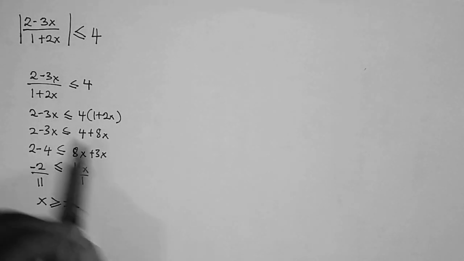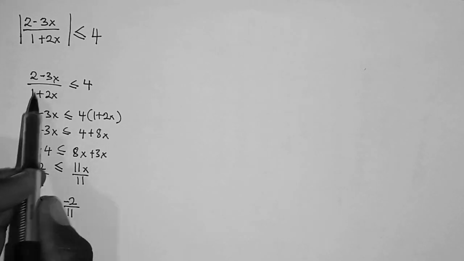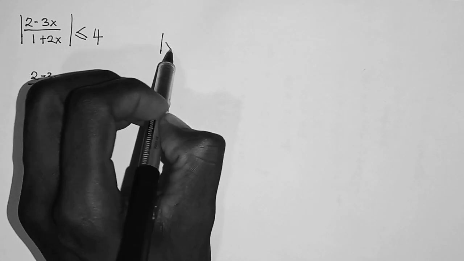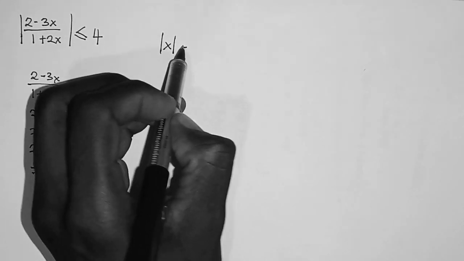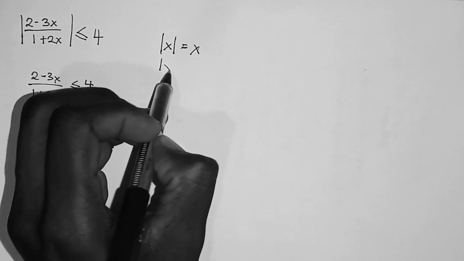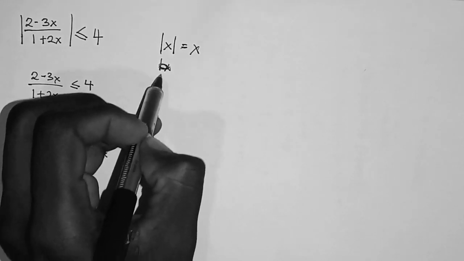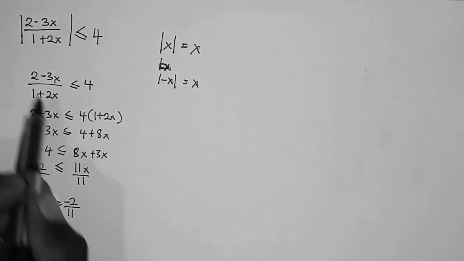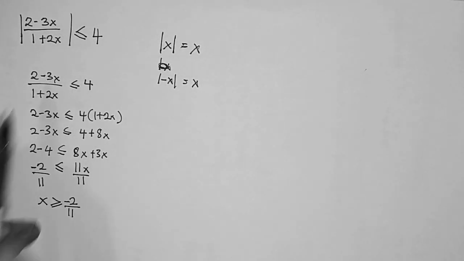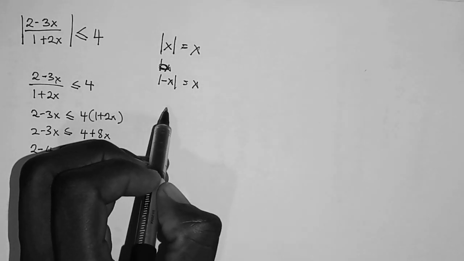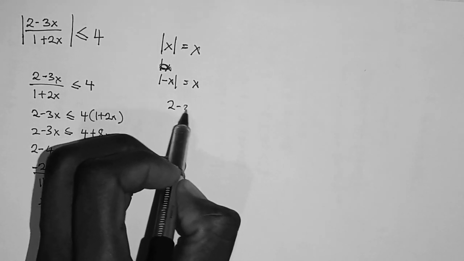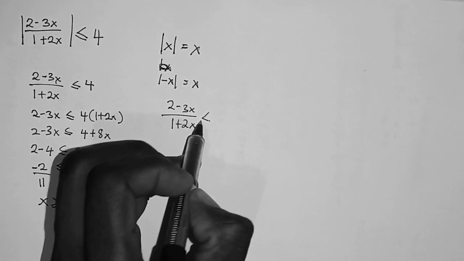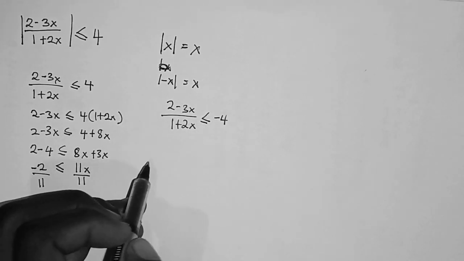The second aspect is to find the negative, because remember that we've already established that the absolute value of x is x, and the absolute value of negative x is also x. So we need to find the absolute value of the negative of this, and therefore this is equal to (2 minus 3x) divided by (1 plus 2x) is less than or equal to minus 4.